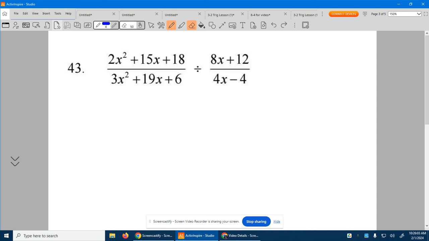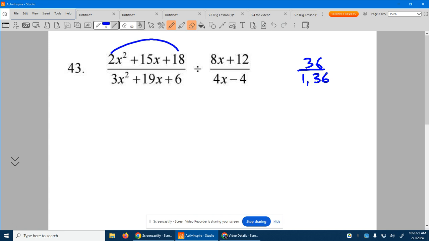Number 43 looks a little trickier. We got to divide these guys. I need to go ahead and try and factor them down. So this top one, the first thing I notice is it has a 2 in front, so I'm going to go ahead and bust the B. I'm going to do 2 times 18, and I'm going to get 36.